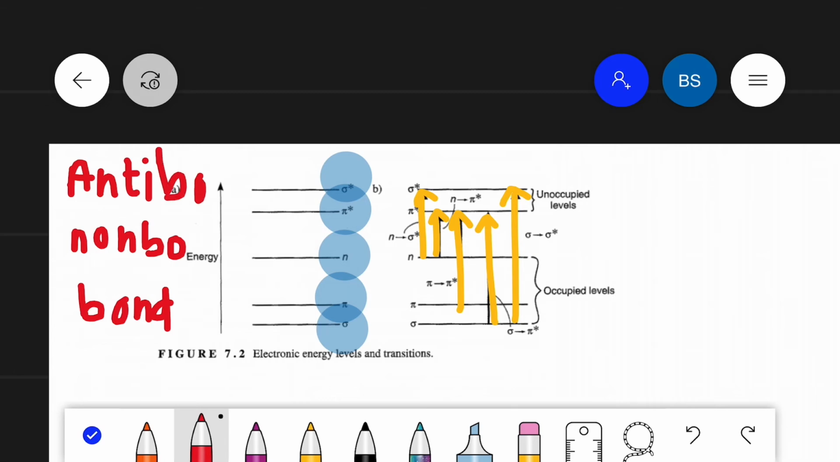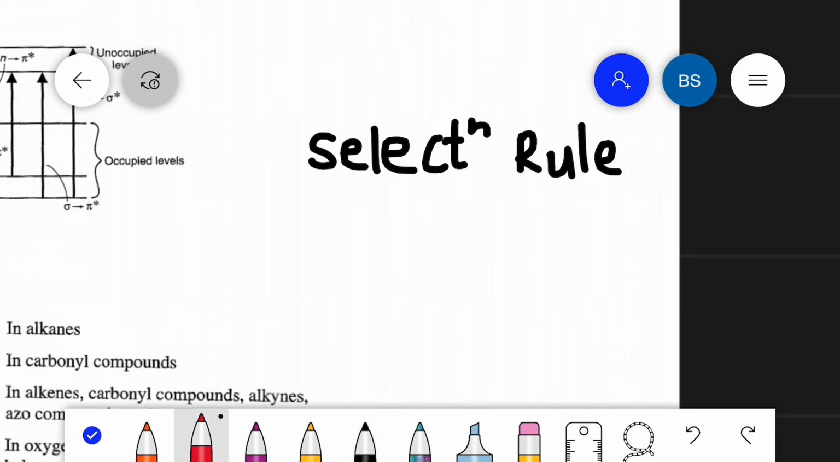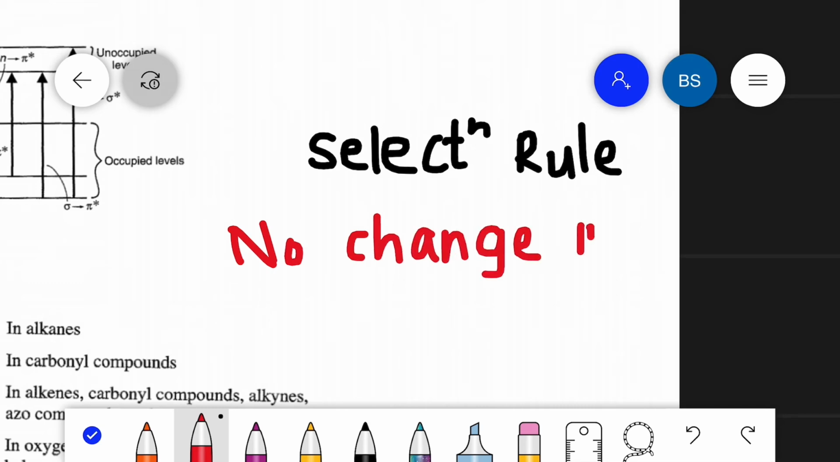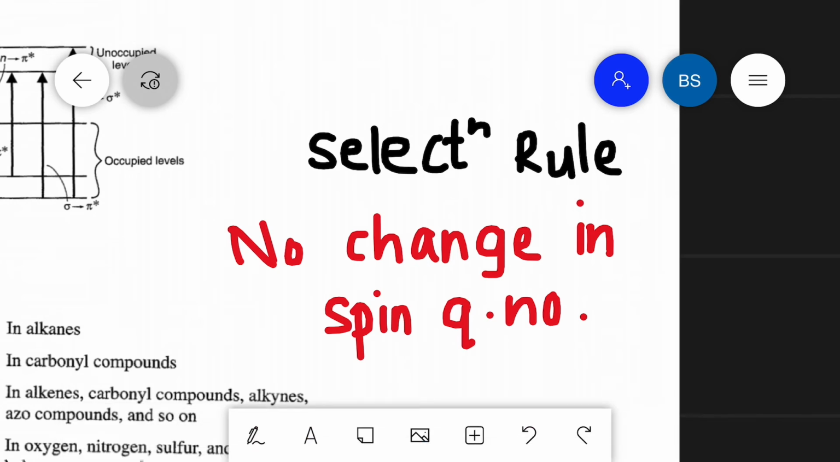All of the transitions that at first sight appear possible are not observed. Certain restrictions called selection rules must be considered. One important selection rule states that transitions that involve a change in the spin quantum number of an electron during the transition are not allowed to take place. They are called forbidden transitions.